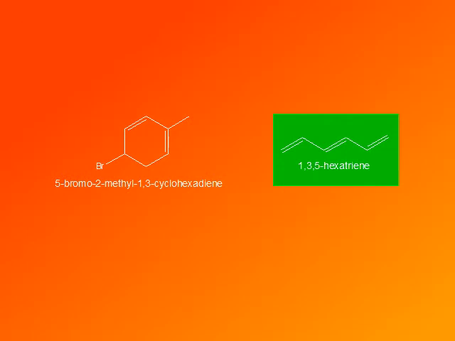And here is an example of a triene. Nomenclature is the same as in the case of dienes, but since we have 3 double bonds, this is a triene. So the suffix is -triene. There are 6 carbons in the parent chain, so this is hexatriene. And double bonds are in positions 1, 3, and 5. So the name of this compound is 1,3,5-hexatriene.